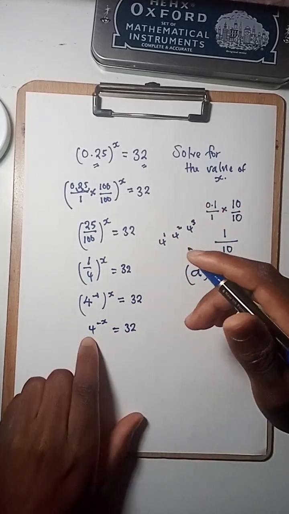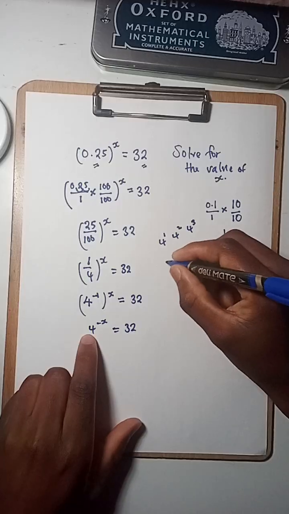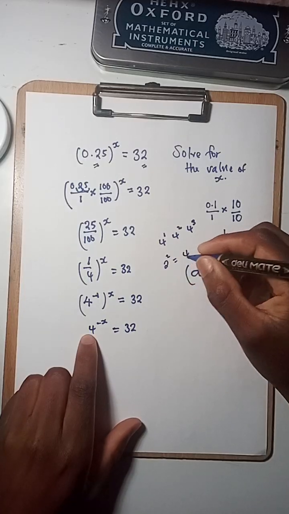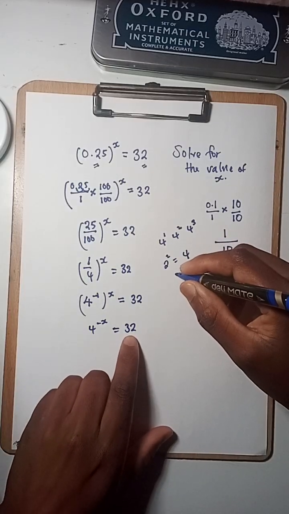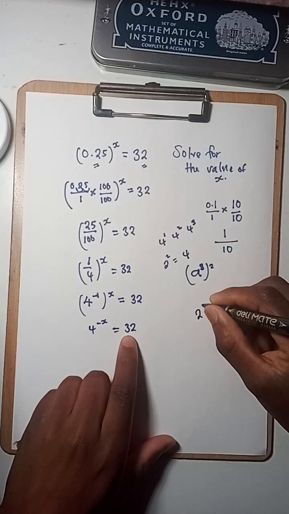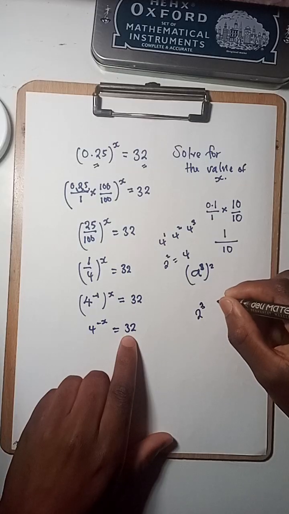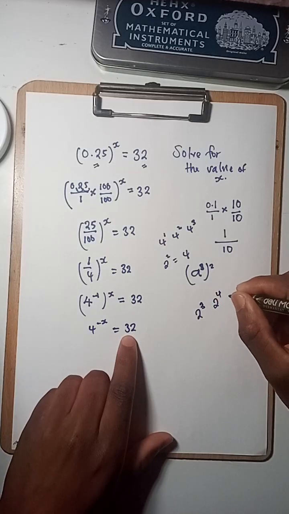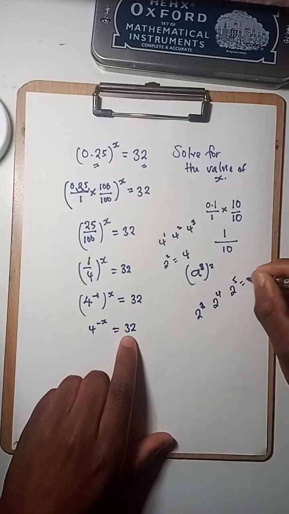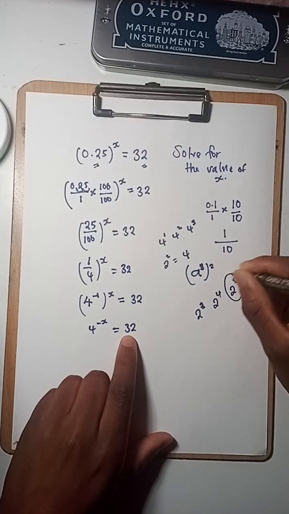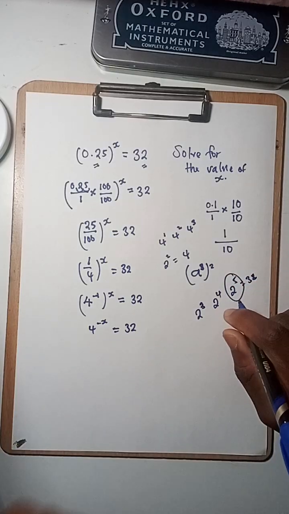What of 2? 4 can be written in the base of 2. 2 to the power 2 will give us 4. Can 2 agree with this side as well? Let's see. 2 to the power 3 will give me 8. 2 to the power 4 will give me 16. 2 to the power 5 will give me 32. So 2 to the power 5 can represent 32.